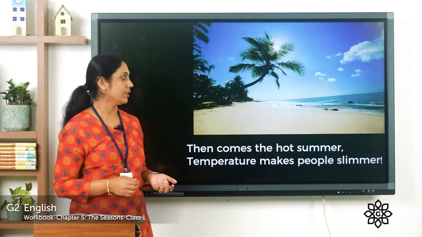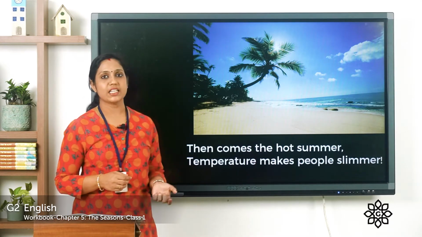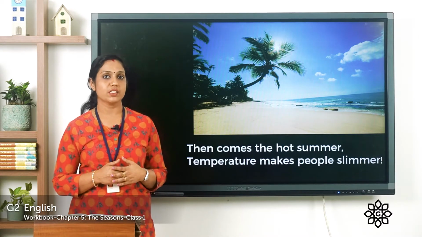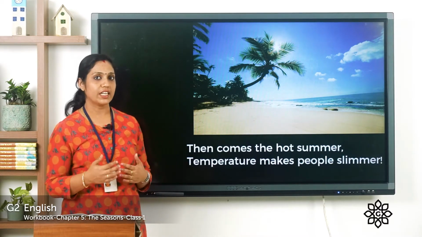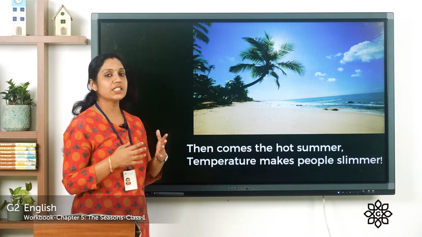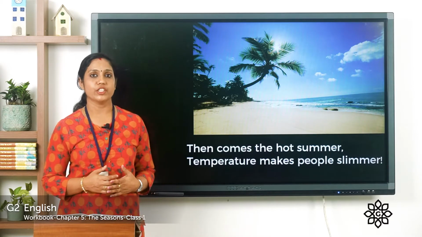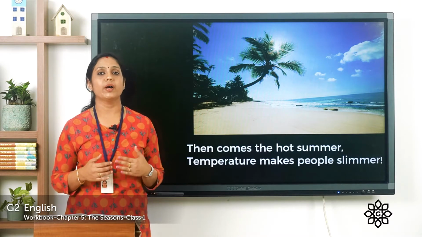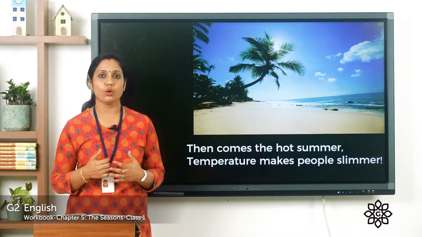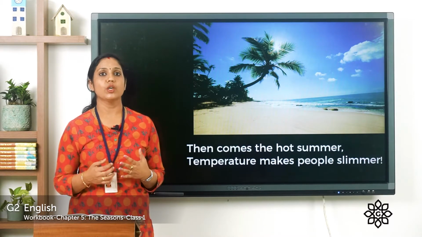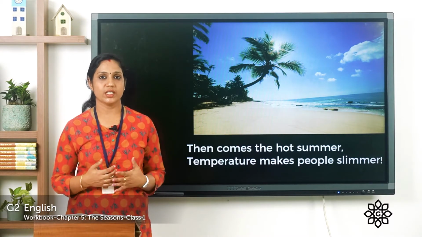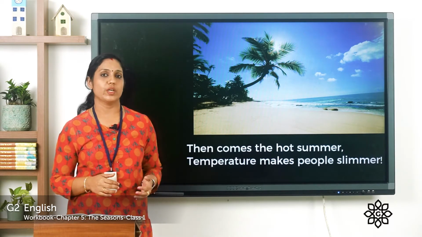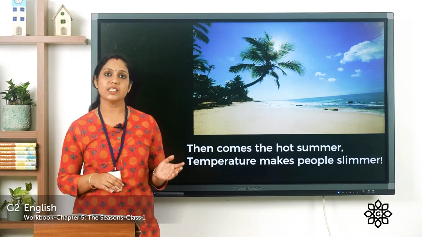Then comes the hot summer. Temperature makes people slimmer. Then comes the next season, that is the summer season. And what is the weather in the summer season? It's so hot. And what is it telling here? Temperature makes people slimmer. So the hot temperature makes people slimmer. Here, slim actually means thin, but here it refers to this: in winter season it's so cold, and even in the spring season people use woolen clothes like jackets, sweaters, etc. So when it is so hot in the summer season, people use fewer clothes. That is why it's said like this, temperature makes people slimmer.